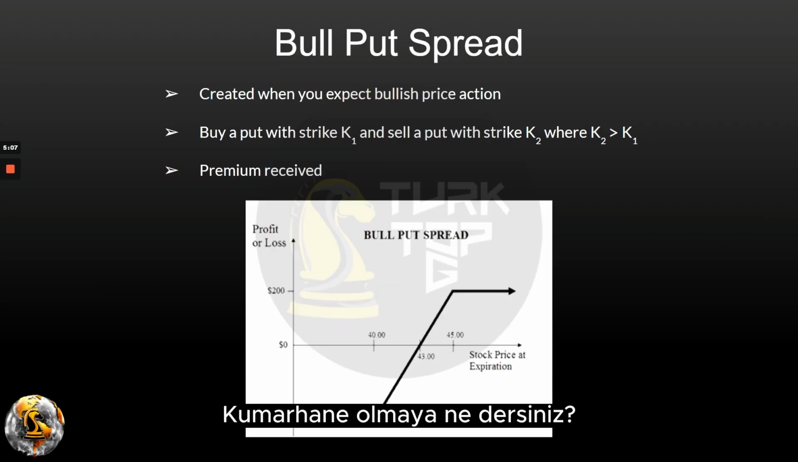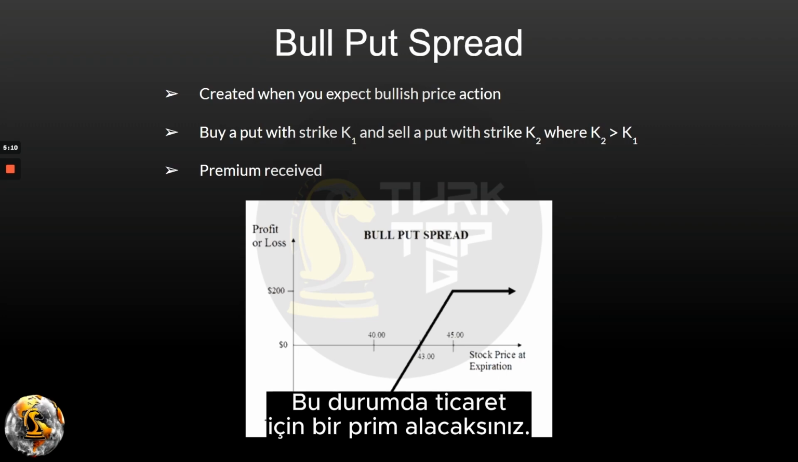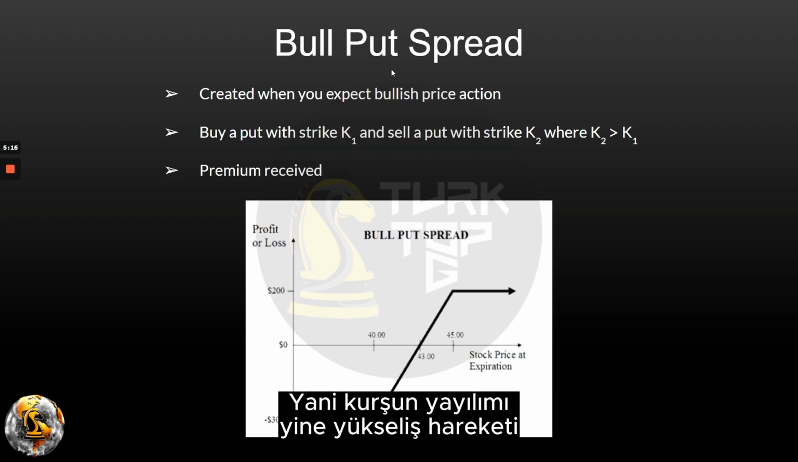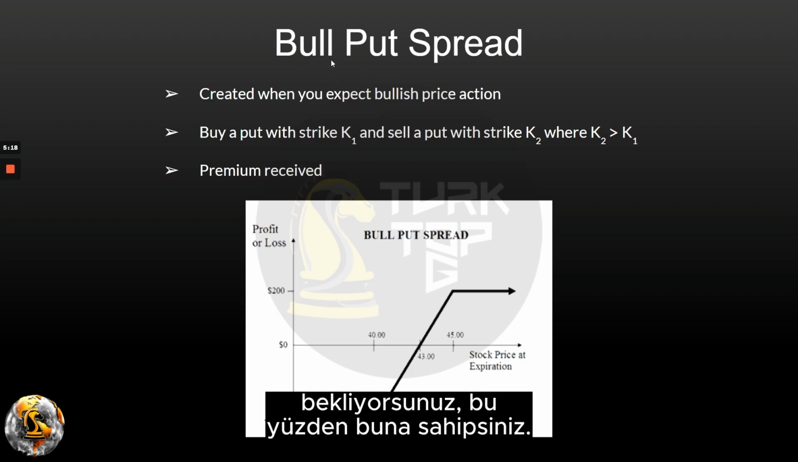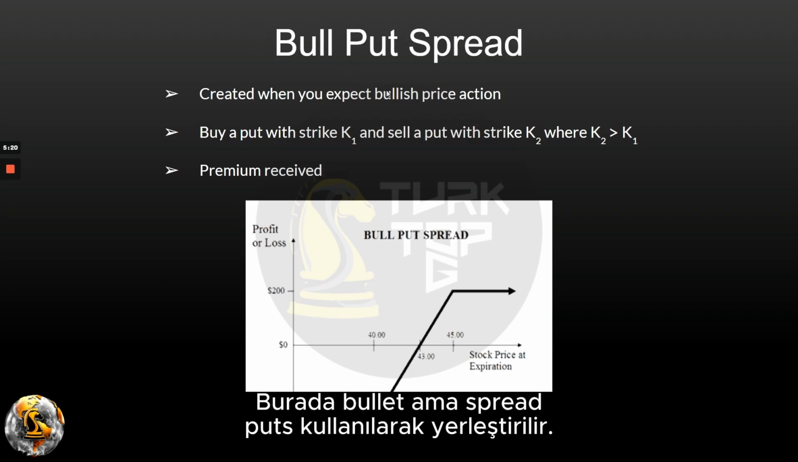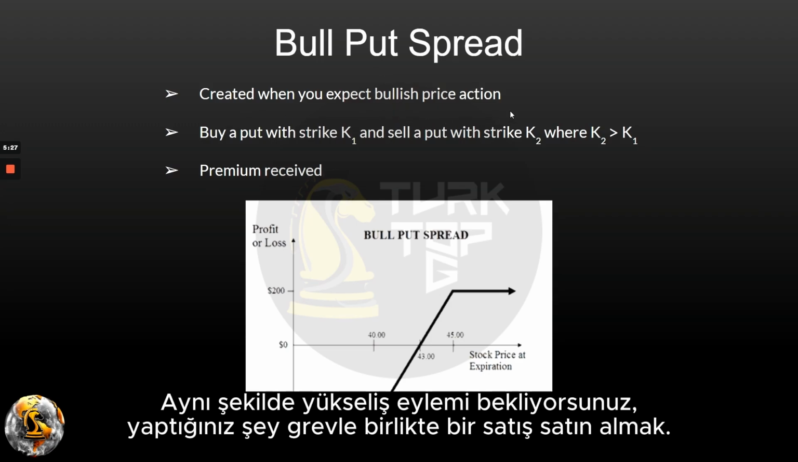What about being the casino? In this case, you will get a premium for the trade. So bull put spread is, again, you're expecting bullish action. That's why you have the bull here. But the spread is placed by using puts. So same way, you're expecting bullish action.